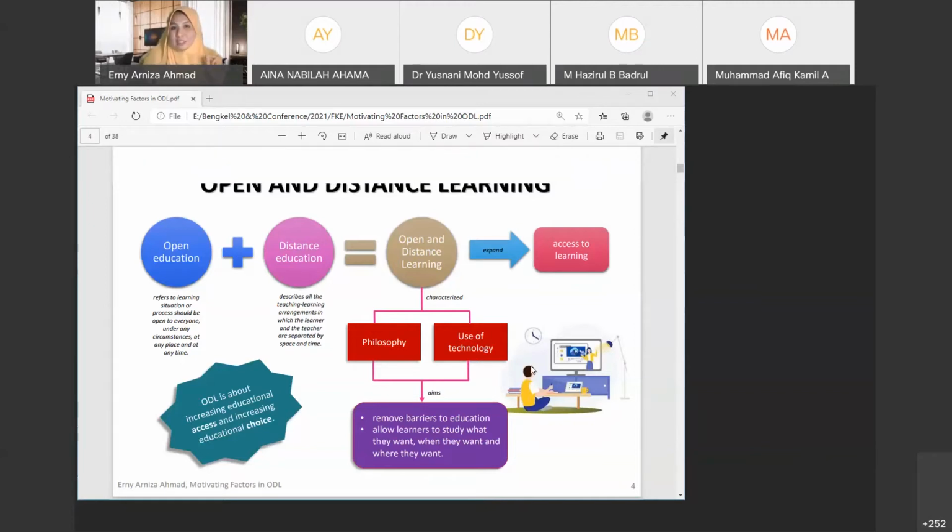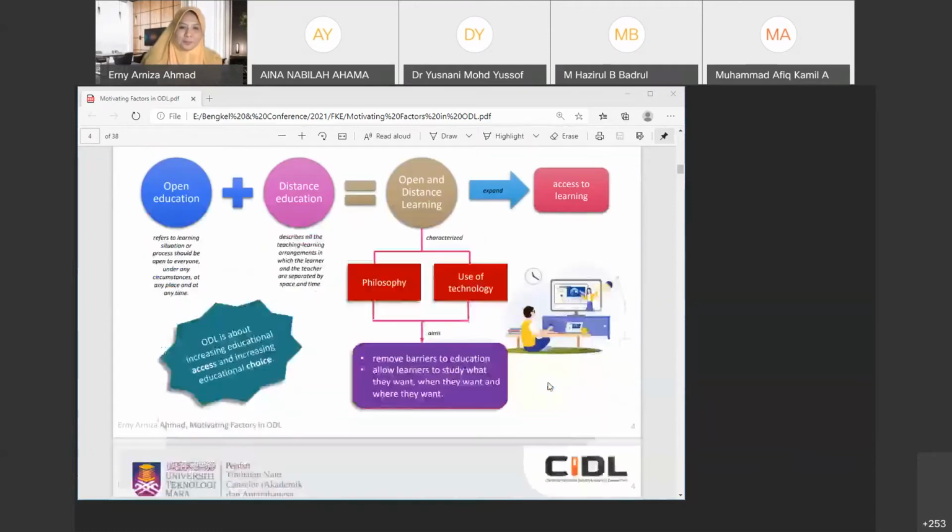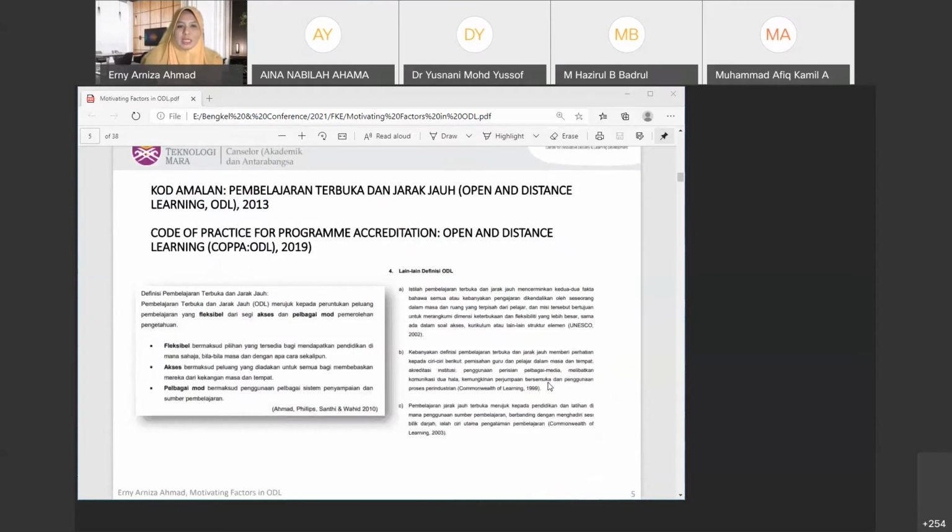Clear? So the concept and the definition of open and distance learning. After this, no more online distance learning, but open and distance learning. When we talk, we must give facts, so this is what has been stated in the circular on the practice of open and distance learning, ODL 2013.